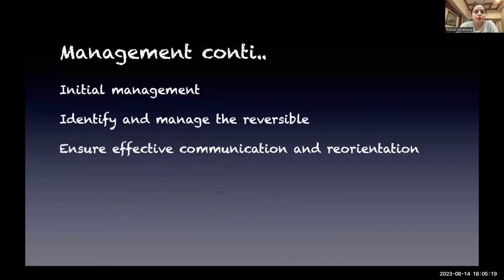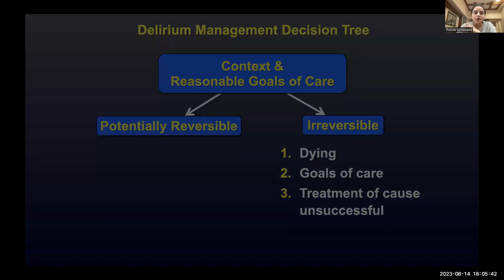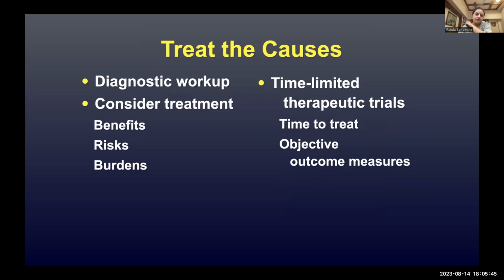So, as I said, reversible, irreversible. Irreversible would be in a dying patient if the treatment is not successful, or if the goals of care of the patient are no further treatment. So those are the irreversible causes, and potentially reversible causes would be all the rest that we just saw: infections, toxins, drugs, and all those. So those are the list of reversible causes.